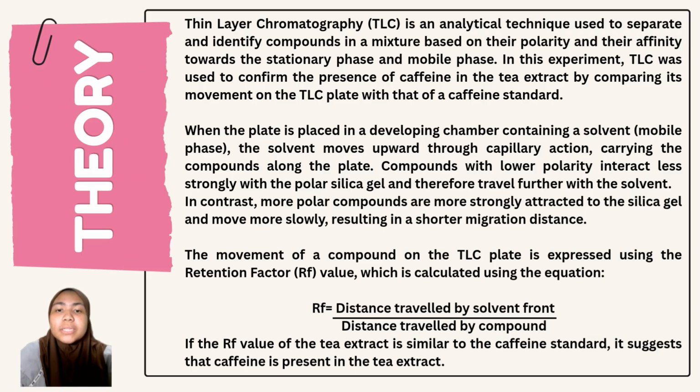As it moves, it carries the compounds along the plate. Compounds with lower polarity travel further because they interact less strongly with the silica gel. On the other hand, more polar compounds are more strongly attracted to the silica gel, causing them to move more slowly and travel a shorter distance. And to measure how far the compound moves, we use Rf, or retention factor, which is calculated by dividing the distance traveled by the compound by the distance traveled by the solvent front. If the Rf value of the tea extract is similar to the Rf value of the caffeine standard, it indicates that caffeine is present in the tea extract.